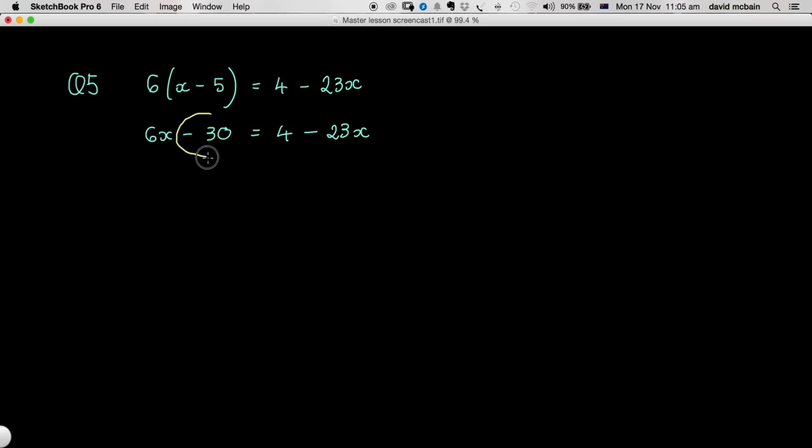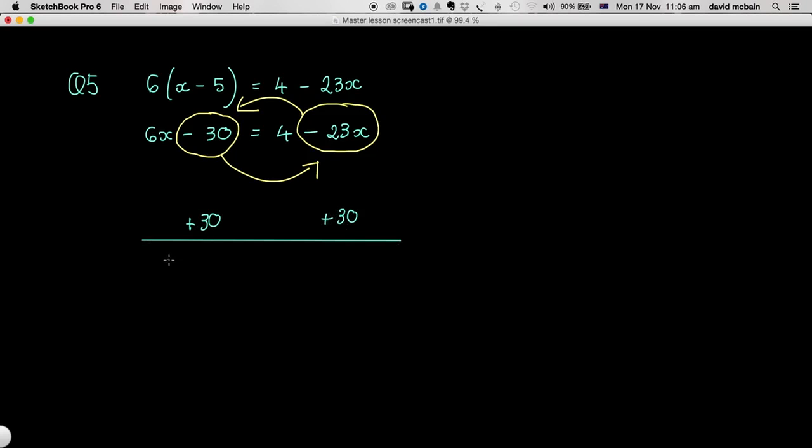So we're going to move our negative 30 to the other side. Now it's minus 30, so we need to add 30 to move that. And we're going to move our minus 23x to the left. So all the x's will be on the left-hand side and the numbers on the right. So we're moving our 30 first, so we're going to add 30 to both sides. And so let's work out what we've got. We've got 6x minus 30 plus 30 is just 6x, and that equals 4 plus 30, which is 34, minus 23x.